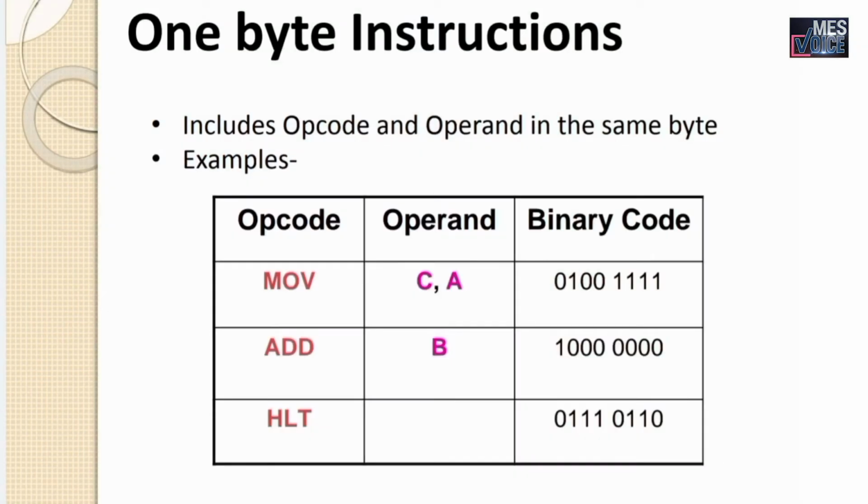1-byte instructions include opcode and operand in the same byte. That is, only 1 byte or 8 bits is required for representing a 1-byte instruction. For example, consider the instructions MOV C,A, ADD B, HLT. All these are 1-byte instructions and hence only 1 byte is required for representing these instructions.